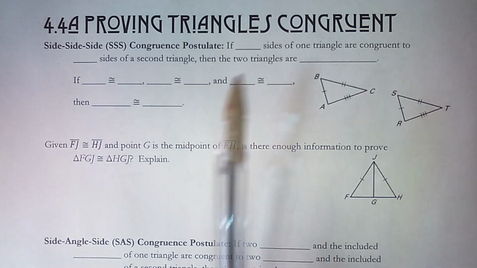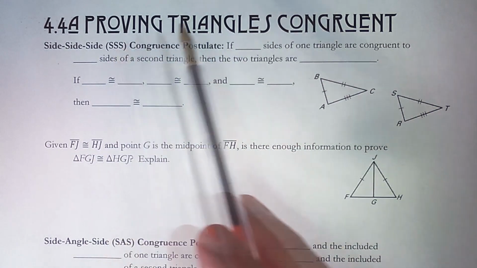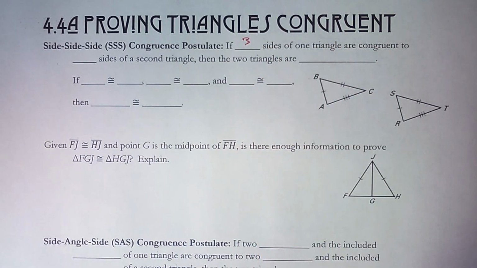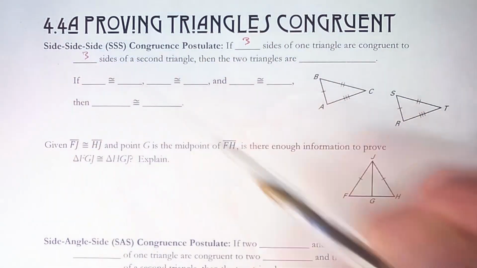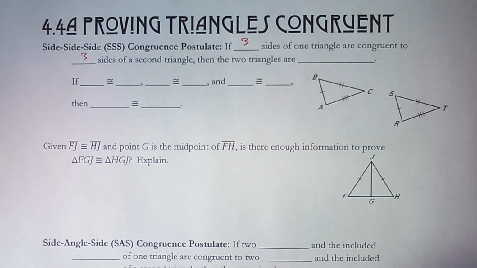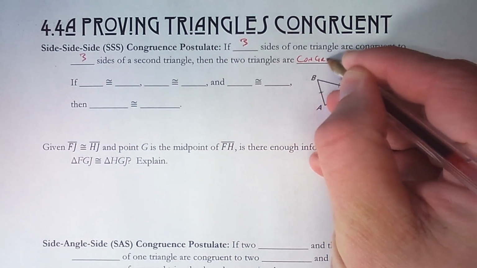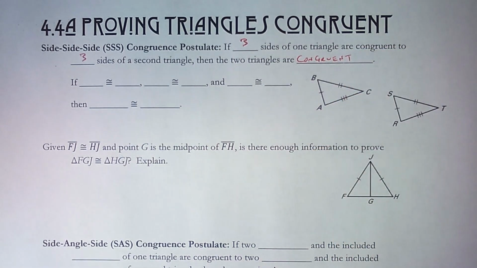So first, we have the side-side-side congruence postulate. If 3 sides of one triangle are congruent to 3 sides of a second triangle, then the 2 triangles are congruent. So this shortcut cuts our work in half. We don't have to show all 3 sides and all 3 angles, just all 3 sides will do.